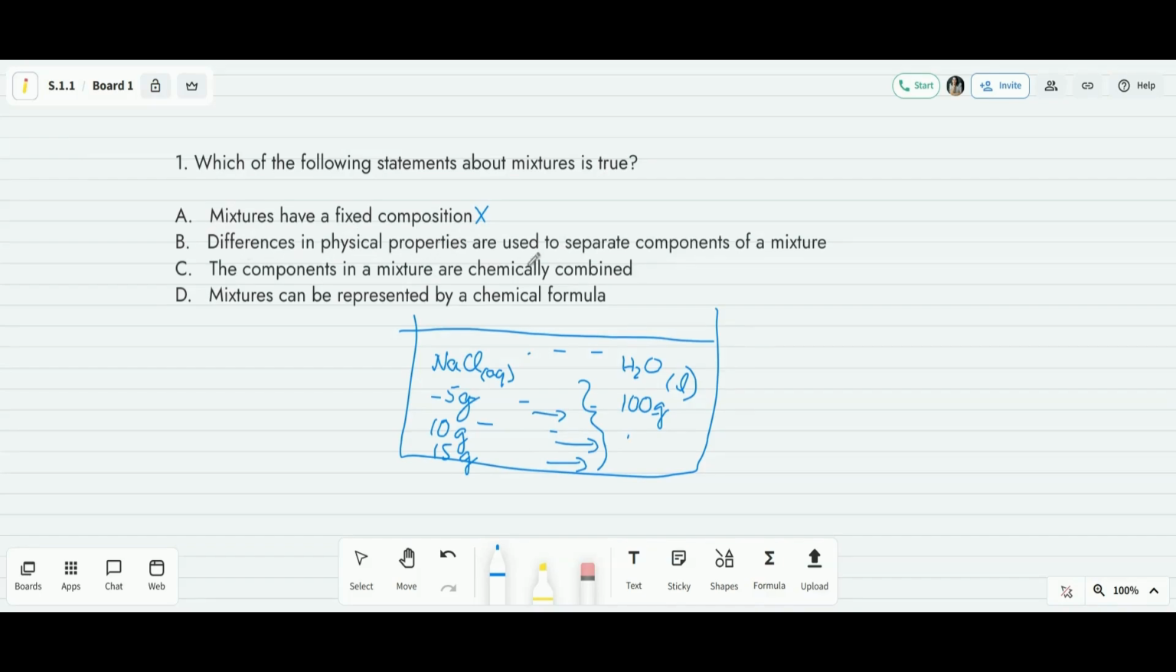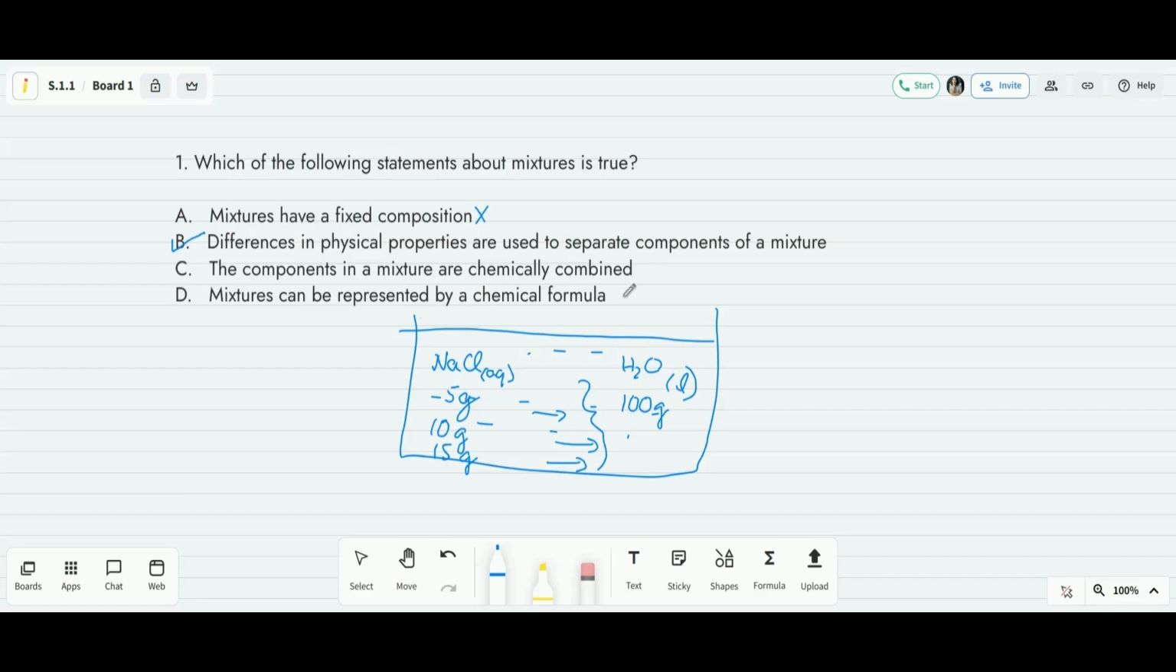Differences in physical properties are used to separate components of a mixture. This is true because the components of the mixture retain their physical properties as much as the solubility of sodium chloride will allow it. You can dissolve them in any proportion. And you can separate the components based on this difference in physical properties like melting point, boiling point.